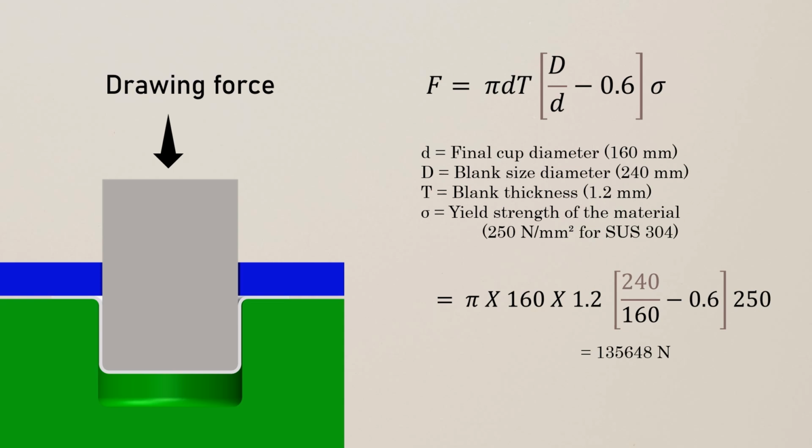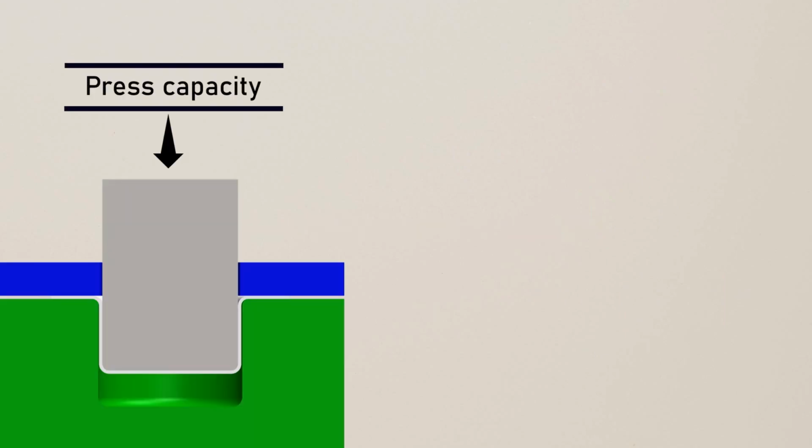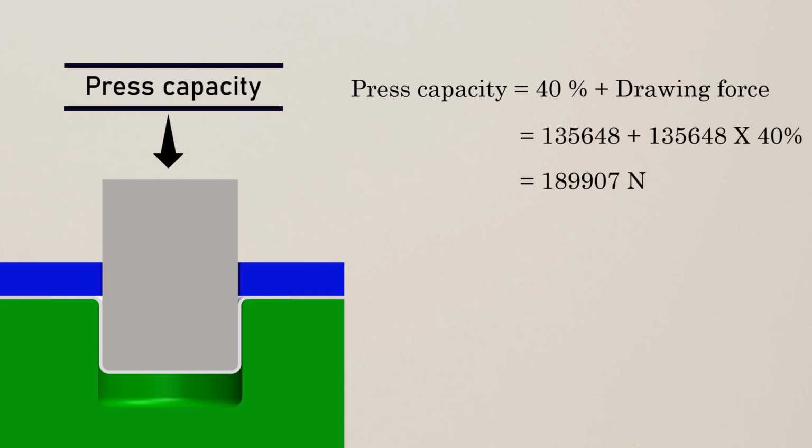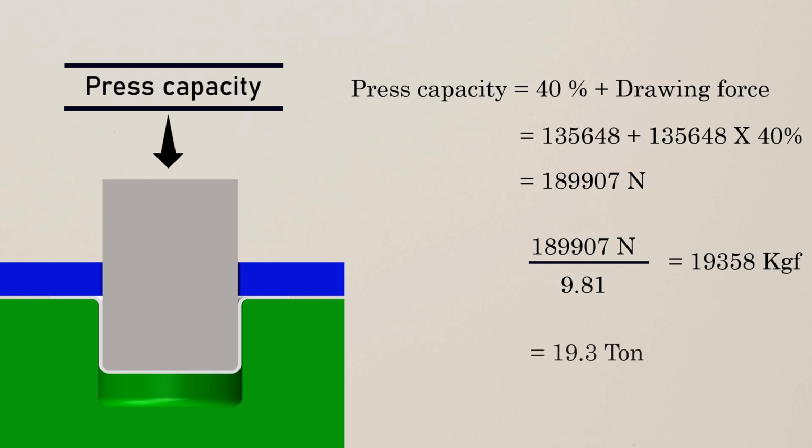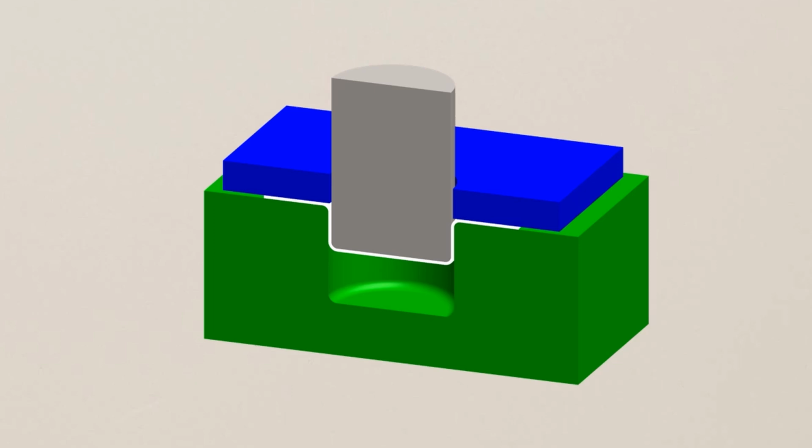This force is required to draw the part into shape, but we will also have to consider the frictional resistance during the drawing. To estimate the press capacity, we should consider around 40% more than the drawing force. So the press capacity should be 189907 Newton. In kgf, we divide by 9.81, so it would be 19358 kgf, and in tons, it is approximately 19.3 ton. So let's round it up: we need a 20 ton capacity hydraulic press that we will use to draw this blank sheet into this cylindrical cup container.